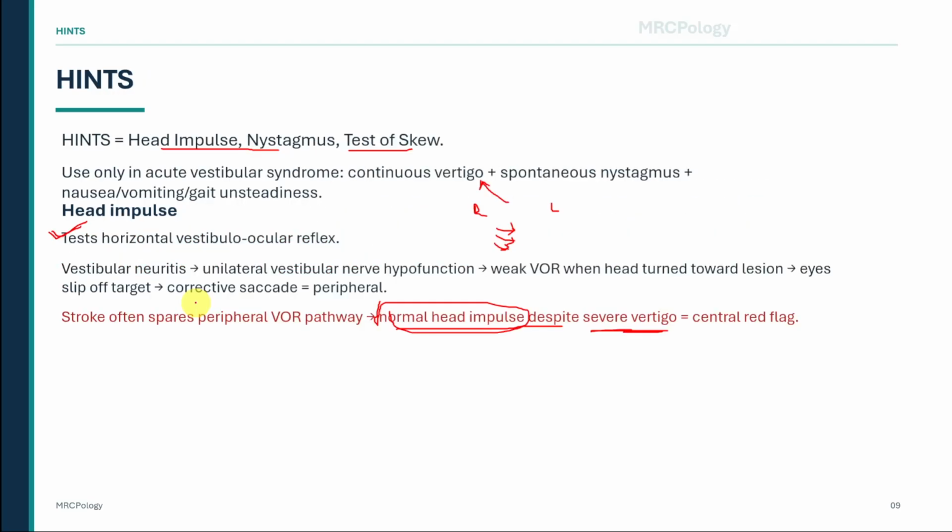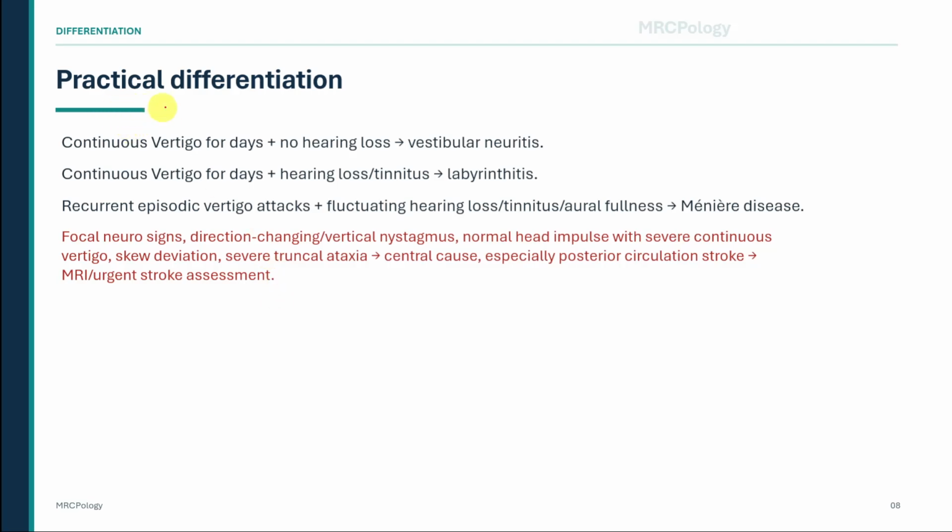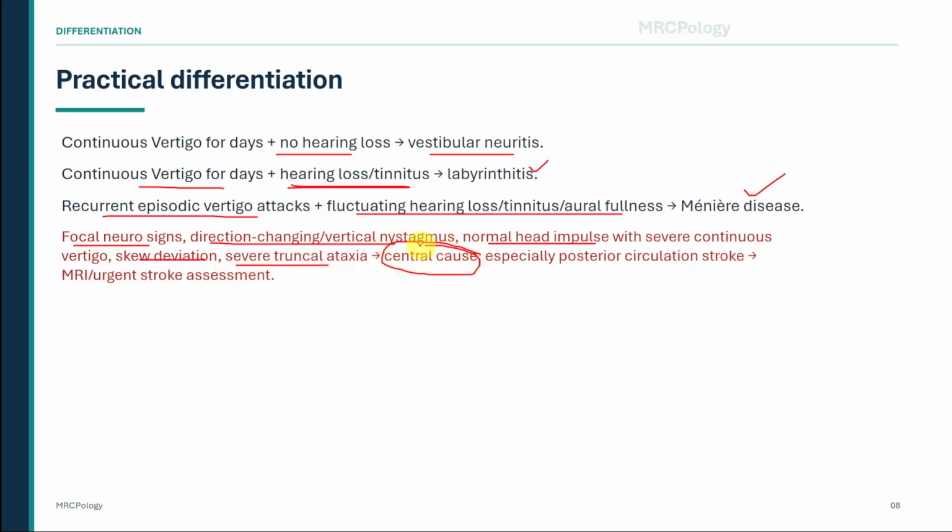Let us contrast the common differentials in a practical way. Continuous vertigo for days with no hearing loss points towards vestibular neuritis. Continuous vertigo for days with hearing loss or tinnitus points towards labyrinthitis. Recurrent episodic vertigo with fluctuating hearing loss, tinnitus, and aural fullness points towards Ménière disease. Severe continuous vertigo with focal neurology, direction changing or vertical nystagmus, skew deviation, severe truncal ataxia, or a normal head impulse points towards a central cause, especially posterior circulation stroke.